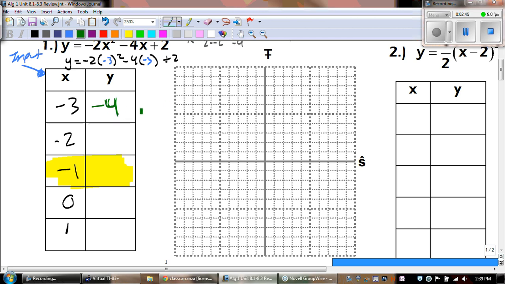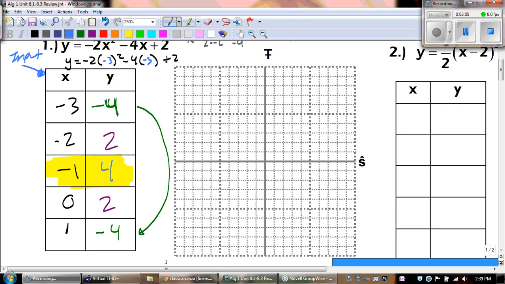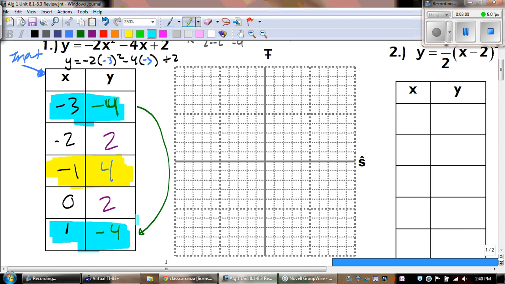Okay? And the cool thing about that is those are going to be the exact same. So now you only have to do 2. Go ahead and pause the video and see what you get. Okay, those should be your answers. Remember, the axis of symmetry cuts our graph in half, and that's why those points are mirror images of each other.